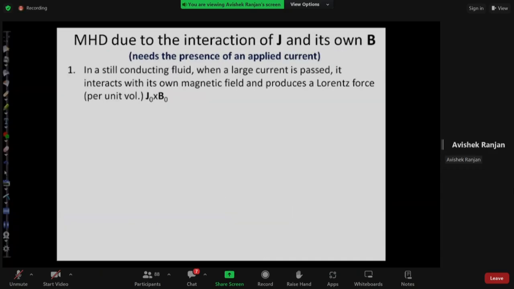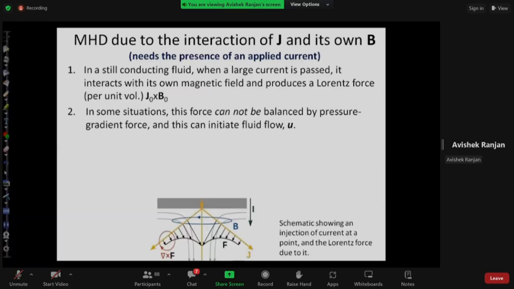Now there's another avatar of MHD, if I can use that word, which doesn't need a fluid to be moving initially. If there's a still or quiescent fluid and you have a large current applied, then that current, with its own magnetic field, can create a Lorentz force. That Lorentz force is a source term in the momentum equation, and that force is sometimes not balanced by the pressure gradient force, which is also a term in the momentum equation. Whenever it's not balanced, this can initiate the fluid flow.